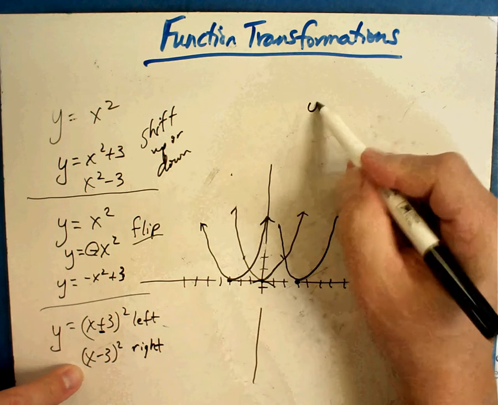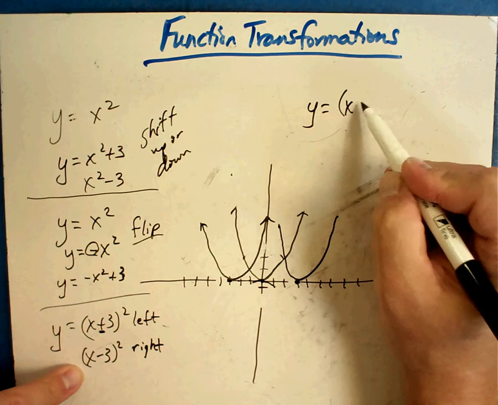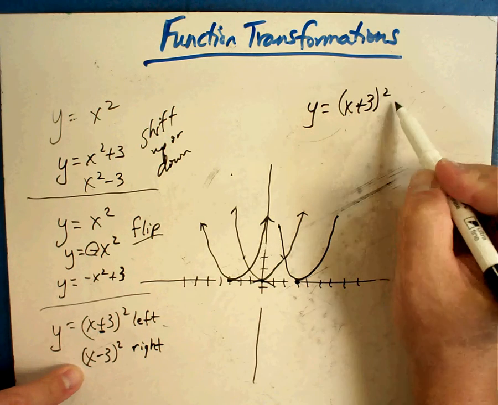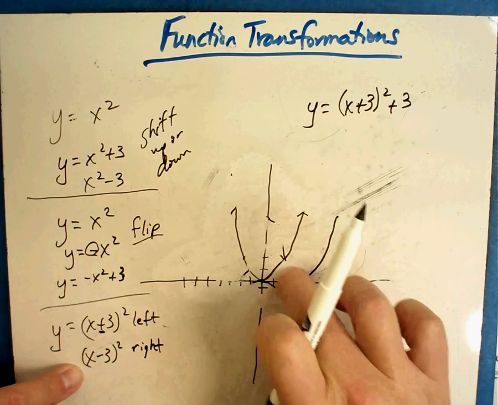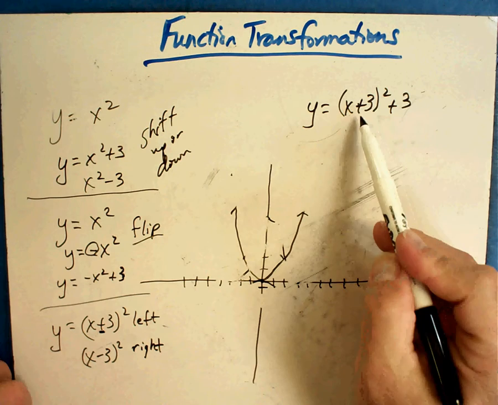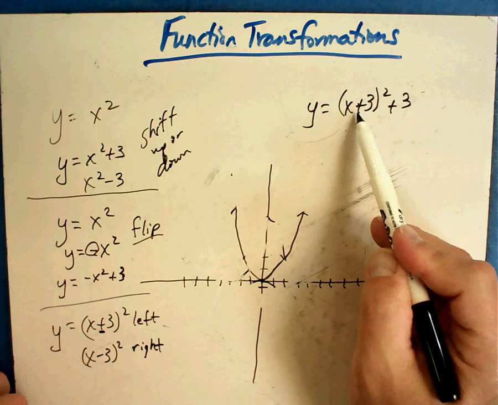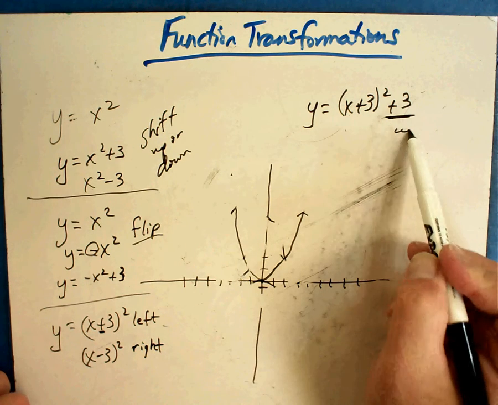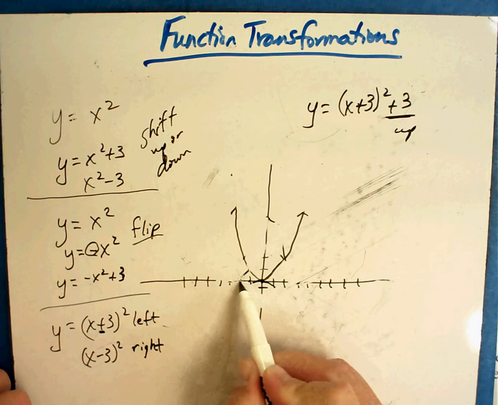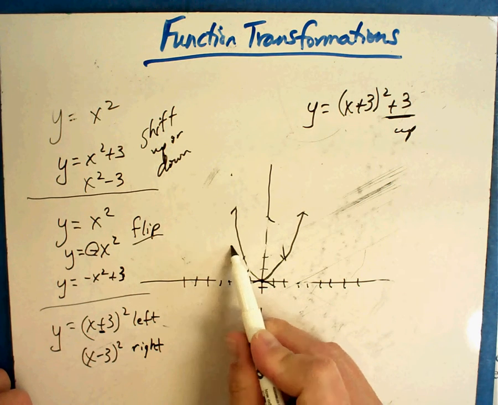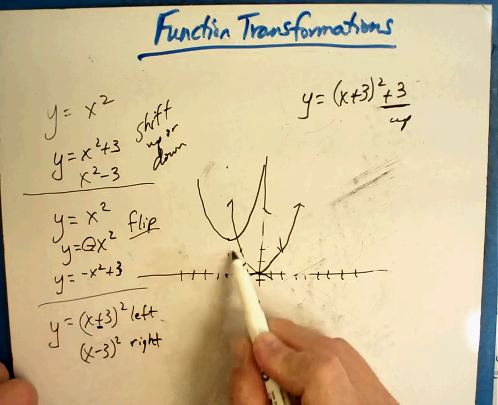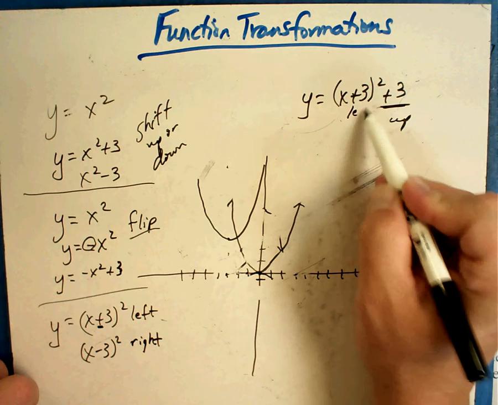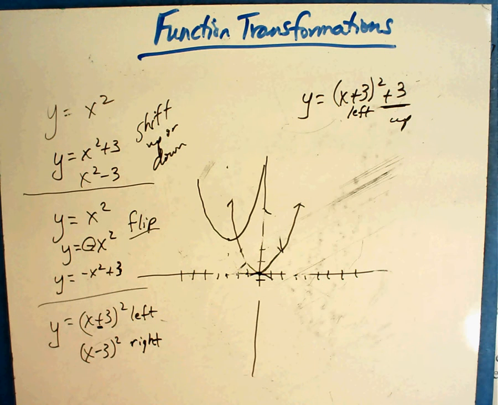So, tricky question. What if you had x plus 3 squared plus 3? Let's go back to our original. So the plus 3 inside means I'm going to move left 3, but the plus 3 outside means I move up. So I'm going to go over 3 and up 3. So I went over 3 and up 3. That was left and that was up. And so I'm just sort of putting the skills together to make it work.